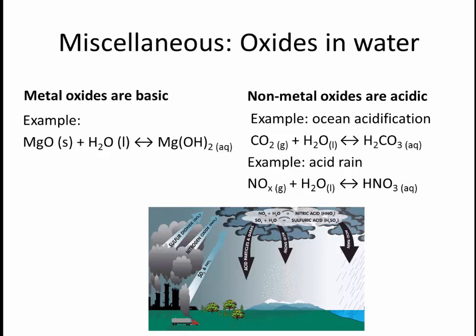If you have non-metal oxides, so like carbon dioxide, any nitrogen oxide or sulfur oxide, these will generate acids when you place them in water. And some important implications of that, carbon dioxide combining with water creates carbonic acid. That's what's happening in our ocean right now, causing ocean acidification, lowering the pH. And you can see in this picture it shows nitrogen oxides, sulfur oxides combining with water to form either nitric acid or sulfuric acid. So that's what's happening when people talk about acid rain.